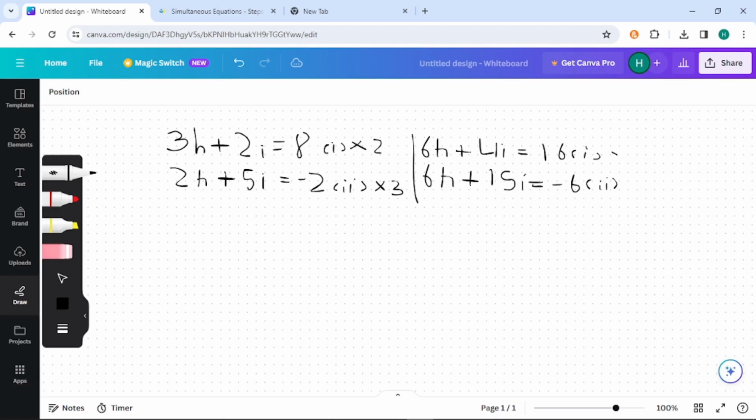To eliminate h, I can subtract one equation from the other. So in this case, I'm going to subtract equation 1 from equation 2, which gives us 15i minus 4i equals -6 minus 16, which gives us a value of 15 minus 4, which is 11i, equals -22.